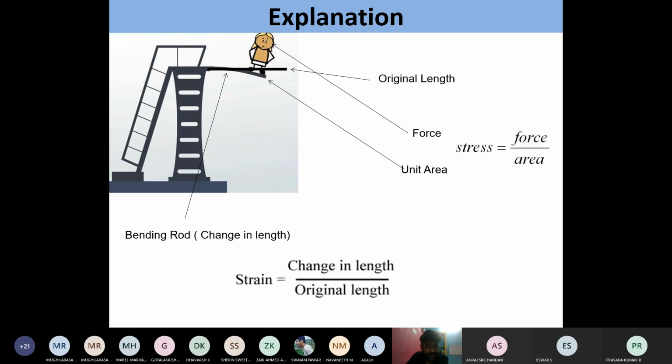When we apply the force, we can see that the material tends to bend. The material is bending, but it is not broken. So this happens within the elastic limit. If the person comes off this end onto the surface, the rod comes back to its original position. This is just an example we have shown here.